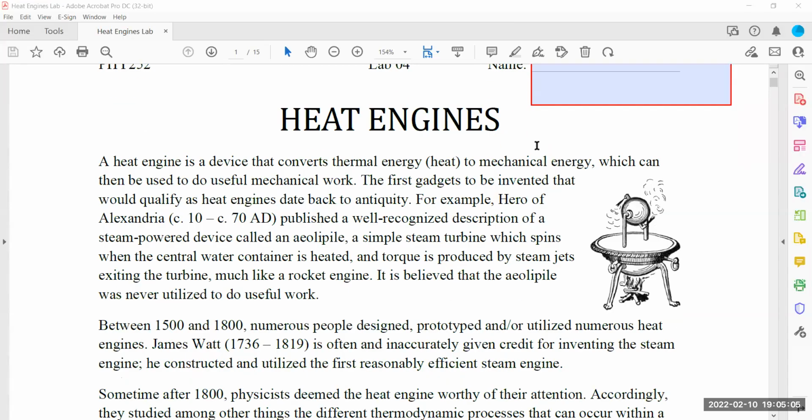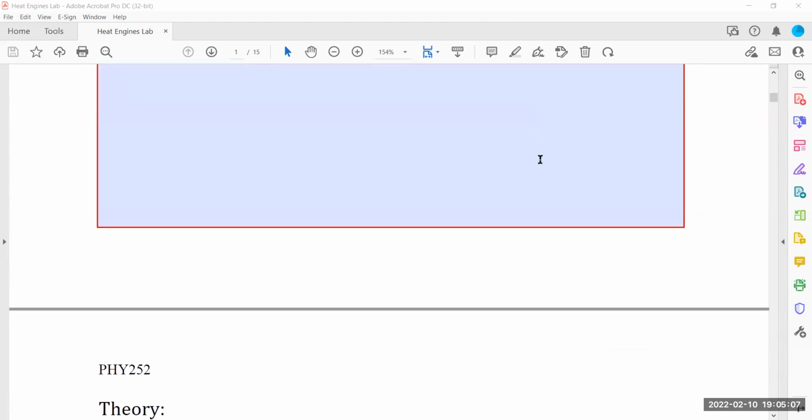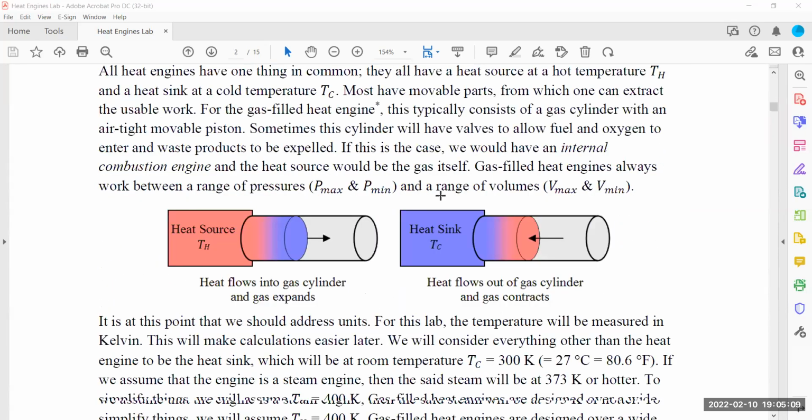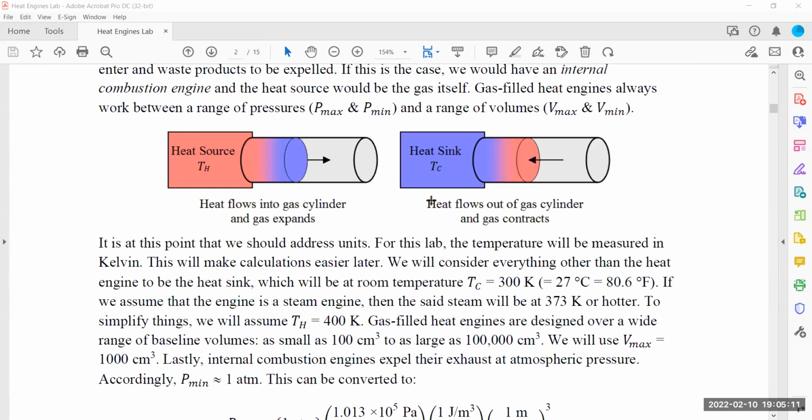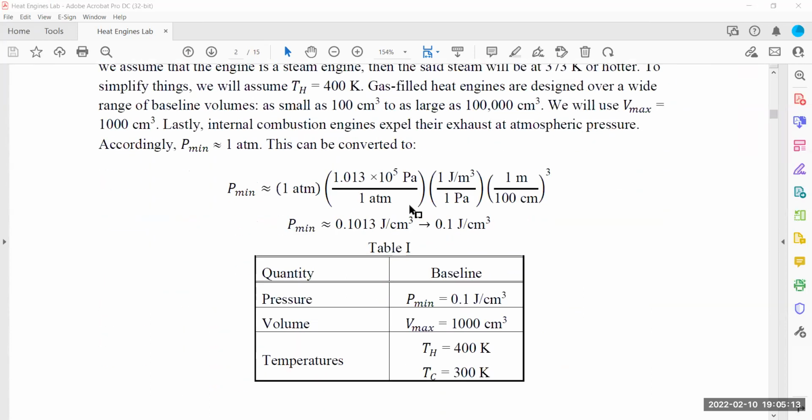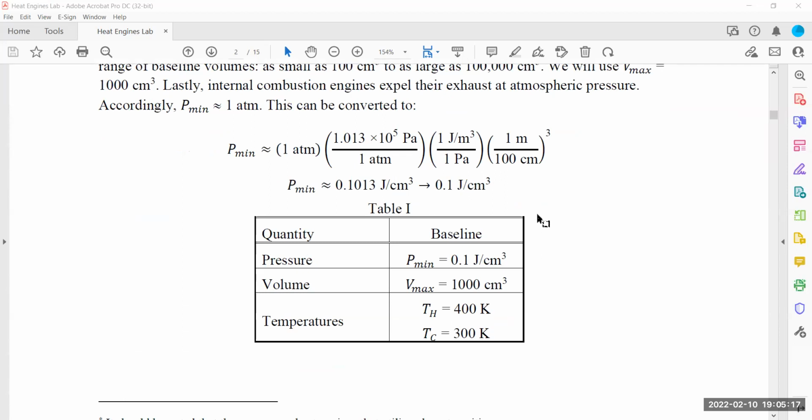As you can see, your name in here, it's all about the heat engines. And this is the hot source, the cold source, TC and T hot. And this is some of the examples. Okay, here are conversion factors, okay?